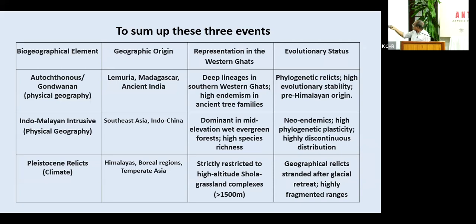Pre-Himalayan means the Gondwana species, and in the Indo-Malayan, and the new endemics have evolved with the interaction with the other flora as the phylogenetic plasticity, and then the widespread species like that. We have Hopea or Nitrocarpus or bacteria and other things everywhere, and the highly discontinuous distribution of certain species. And the Pleistocene has brought geographical relics and stands after glacial retreat, highly fragmented, that is into the shola grassland. I'll go through a few more. Okay, please bear with me.